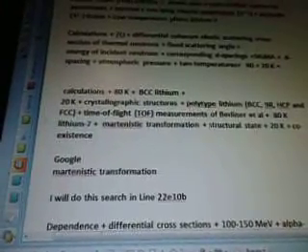crystallographic structures, plus polytype lithium, BCC, 9R, HCP, and FCC, plus the time-of-flight 2F measurements of Berliner et al., plus 80 K lithium-7, plus martensitic transformation, plus structural state, plus 20 K, plus coexistence.